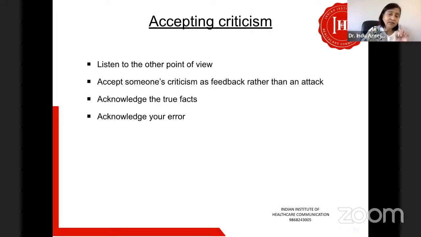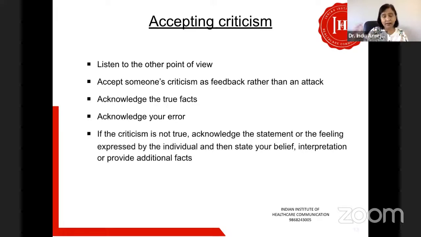In case there is an error, in case there's a mistake on our end, I think acknowledging and accepting is the best way to start. The moment you acknowledge, I completely understand, I think there has been some confusion at our end. Let me find out, please. Give me a little time. Let me find out. So you're acknowledging and you are agreeing to take a corrective action.